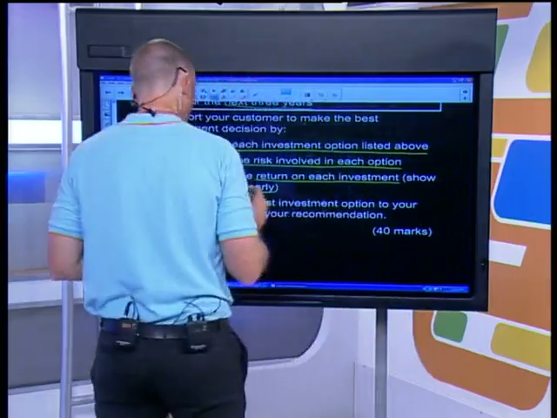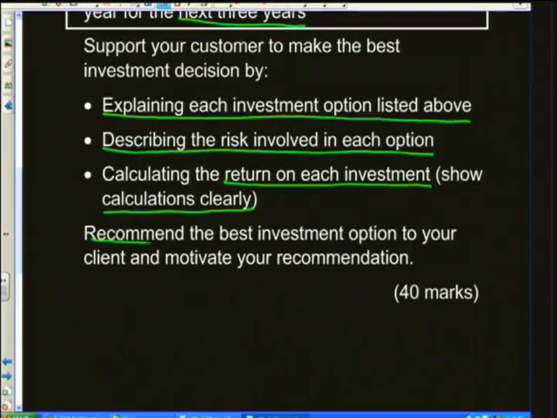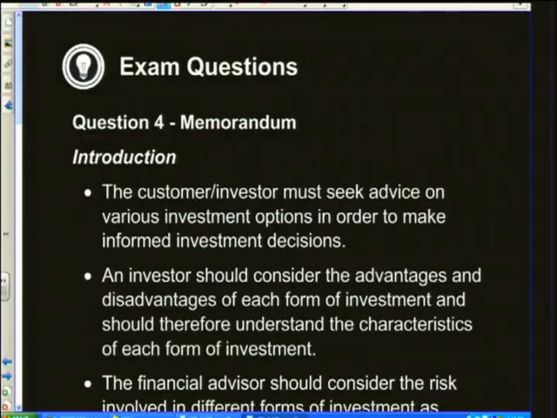We've got 4 different types of investments here. We need to make sure that we show those calculations. That's 12 marks of your essay you'll miss out on if you don't show your calculations. Right, and then finally, we need to recommend the best investment option, right? Okay, so let's have a look at what they have to say here.